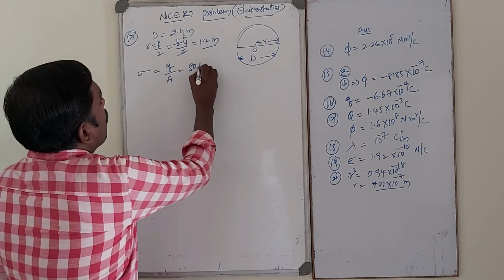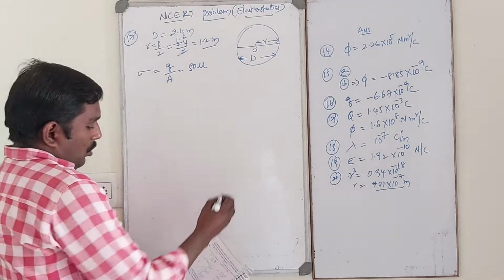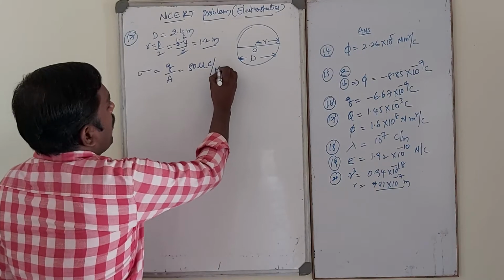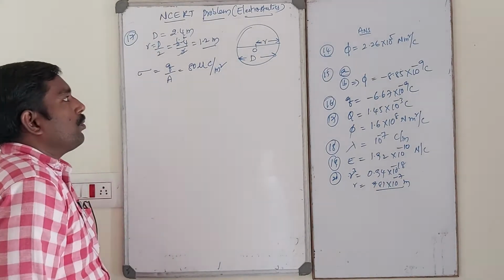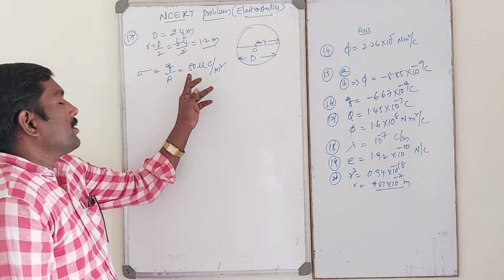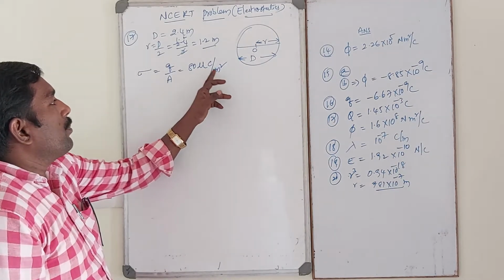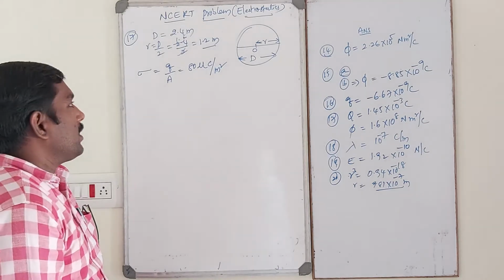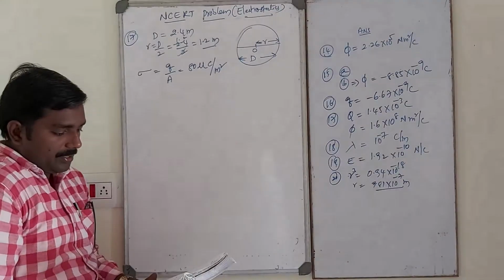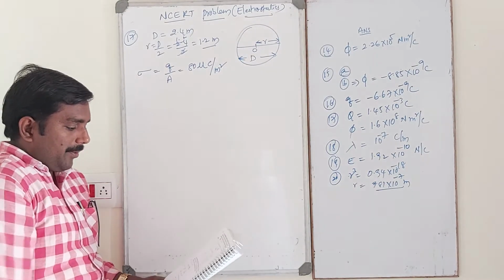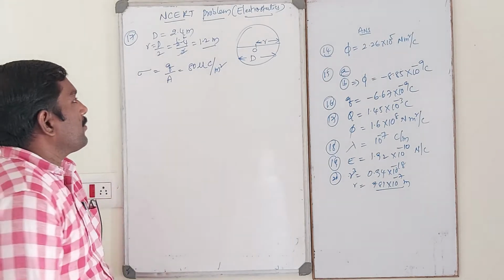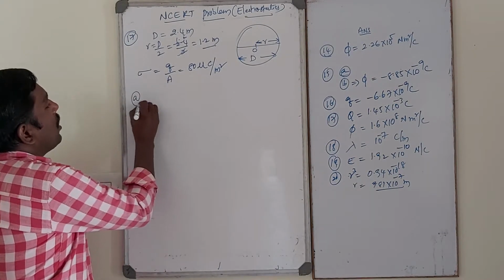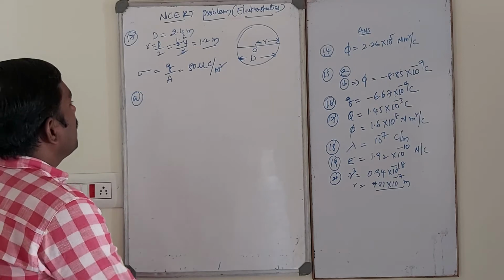80 micro coulomb per meter square. So dear students, 80 micro coulomb per meter square. 80 micro means 80 into 10 power minus 6. Okay, this is the surface charge density. Find the charge on the sphere. First one, find the charge on the sphere.